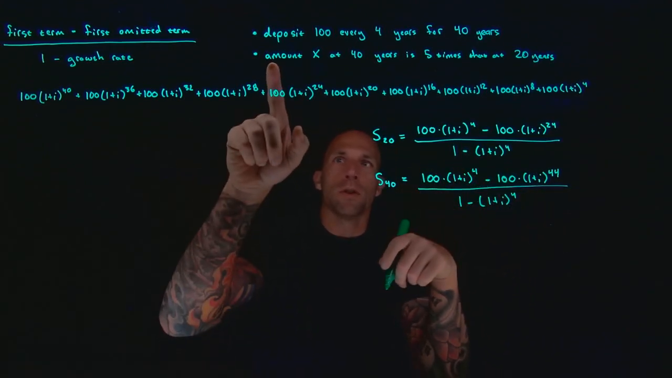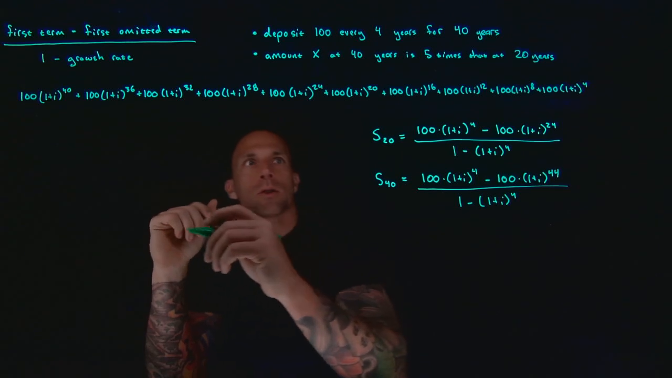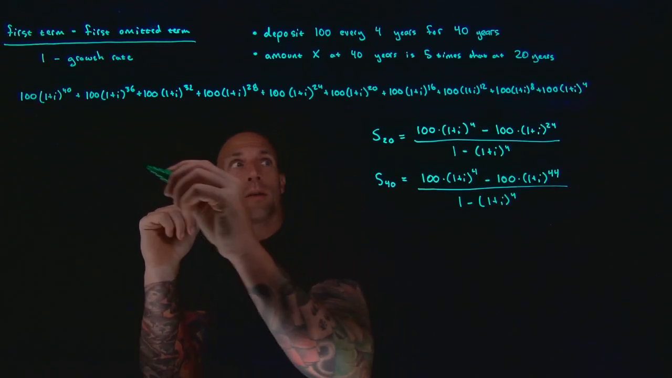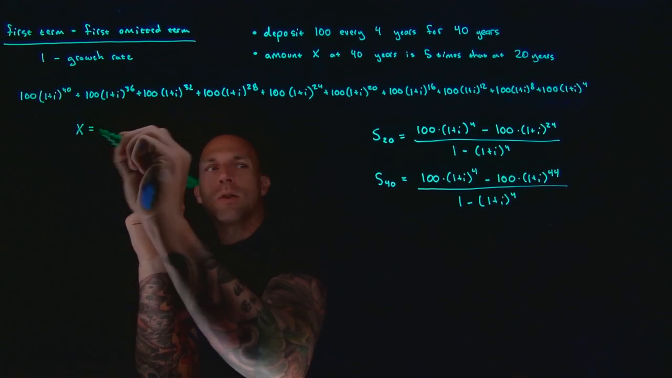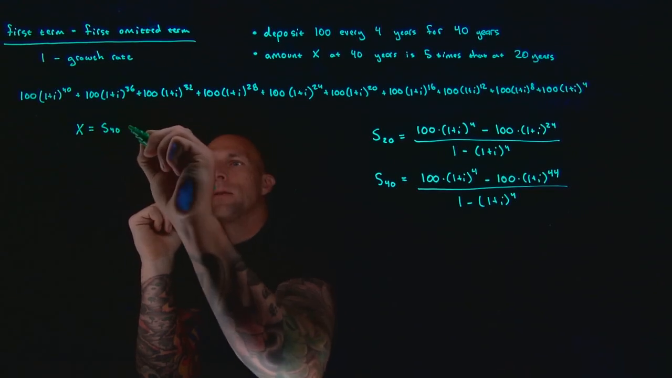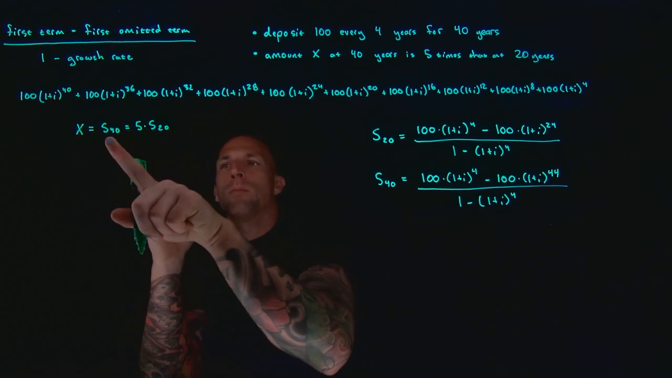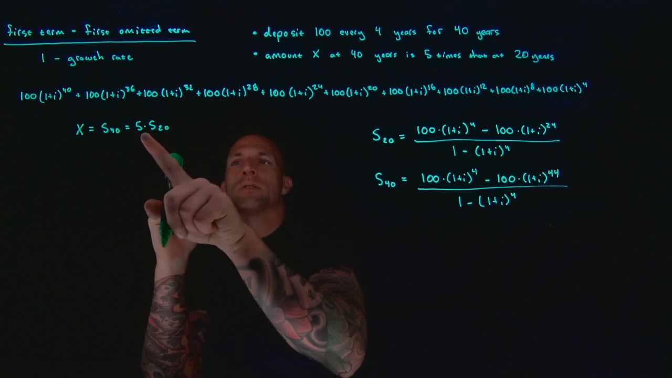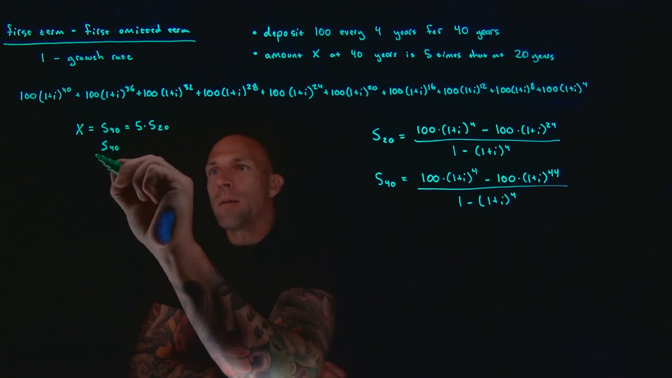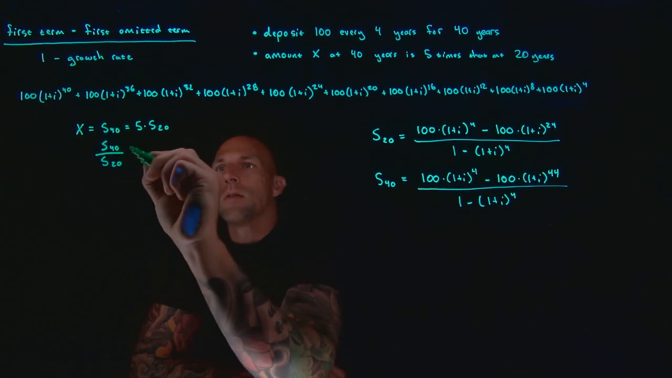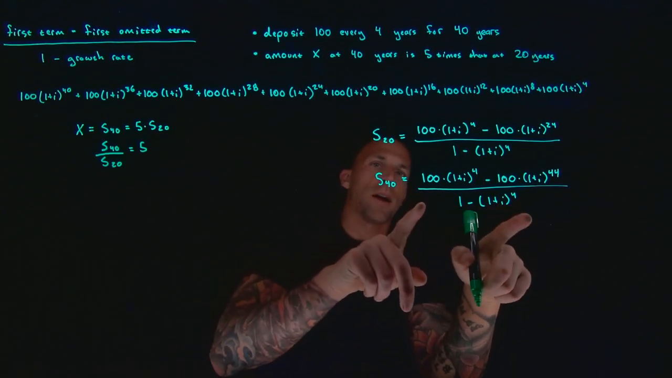Now, with this statement and these 2 geometric series, we can write and solve an equation. So the amount X after 40 years is equal to 5 times that of 20 years. So X equals S sub 40, which is equal to 5 times S sub 20. The sum of the series at 40 years is equal to 5 times the sum of the series at 20 years. So we could solve that by dividing both sides by S sub 20, which means we're going to divide this fraction by that fraction.